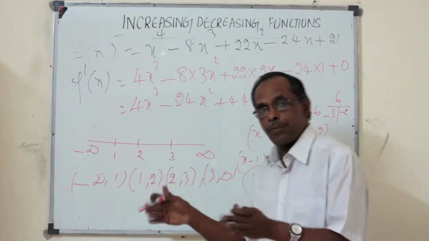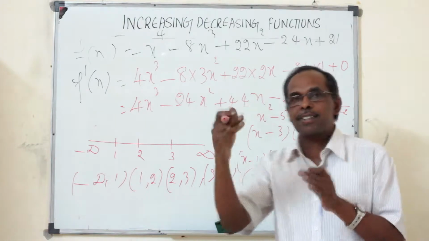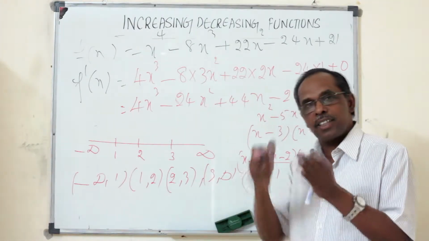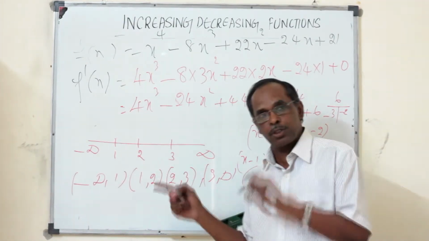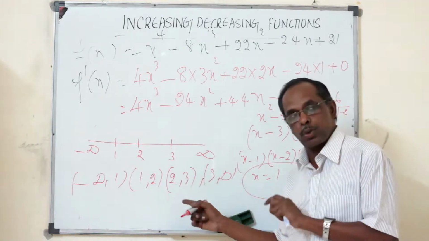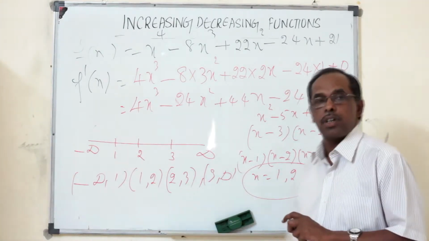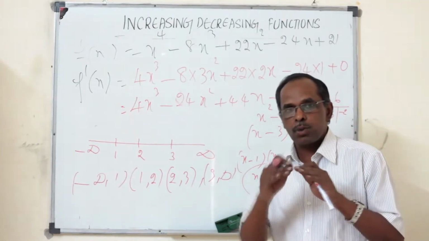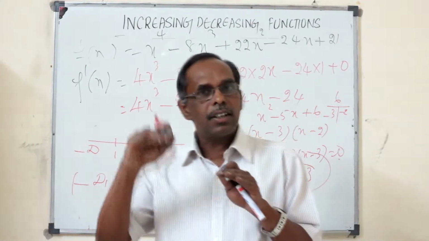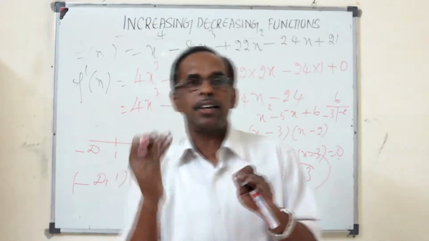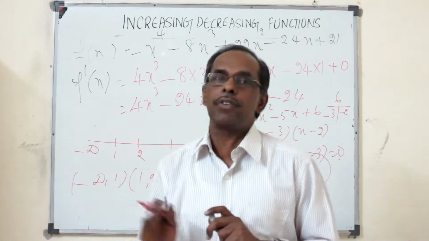That is, from minus infinity to 1, either it can be increasing or decreasing. Then the shape will be changed in the interval 1 to 2, in another interval 2 to 3, and another interval 3 to infinity. So this is the way we are finding the turning points and the corresponding intervals we found out.